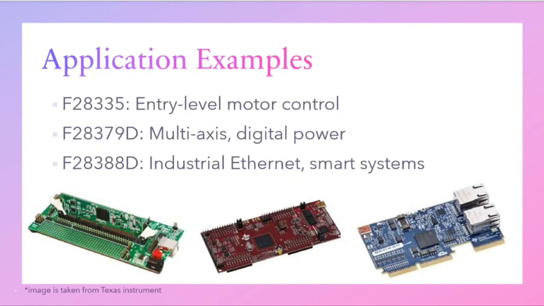Now, where should you use each of these microcontrollers? F28335 is ideal for education labs, basic motor control and legacy products, whereas F28379D is great for multi-axis motor control drives, power converters, and real-time control with complex maths. And if you are looking for industrial IoT applications, smart inverters, or any other system where real-time control and Ethernet connectivity need to work together, you can go for the F28388D microcontrollers.